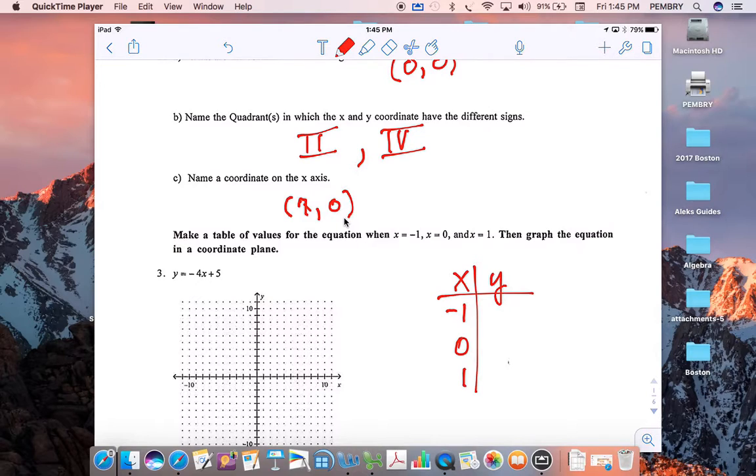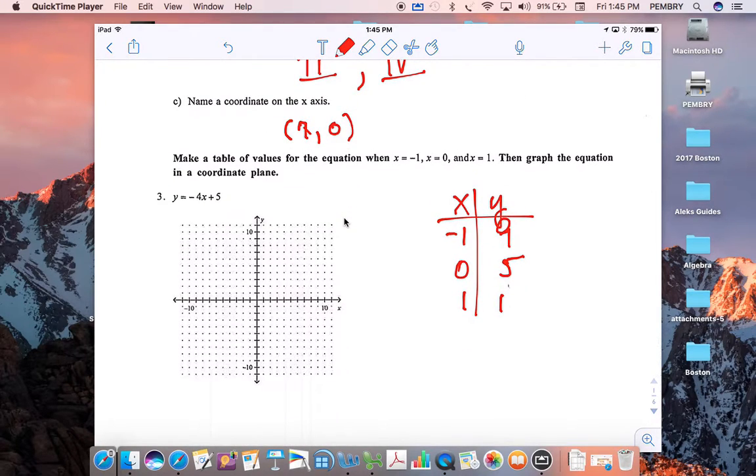When x is -1, it becomes -4 times -1, which is 4, plus 5 is 9. 0 times -4 is 0, plus 5 is 5. And 1 times -4 is -4, plus 5 is 1. Then we'll graph (-1, 9), (0, 5), and (1, 1). Draw your line. Put arrows at the end.